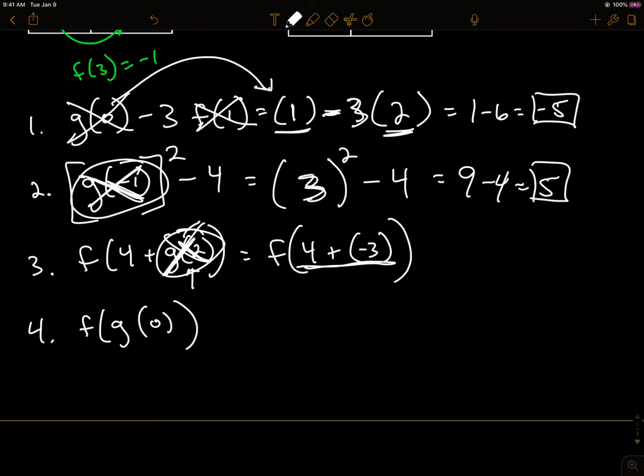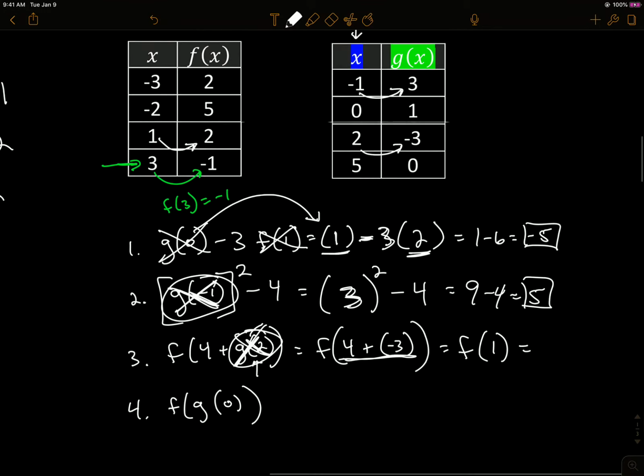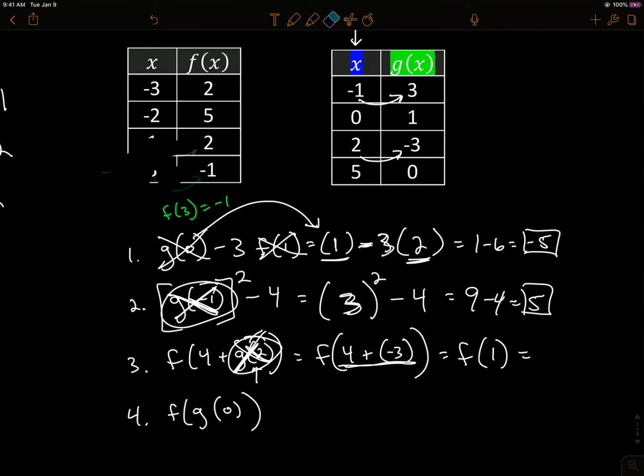Now I got to do the 4 minus 3. So I have f of, inside of here, 4 minus 3 is 1. So now I have to do f of 1. I go to the table for f. Let me erase some of this stuff. I locate the x value 1, and that maps to 2.